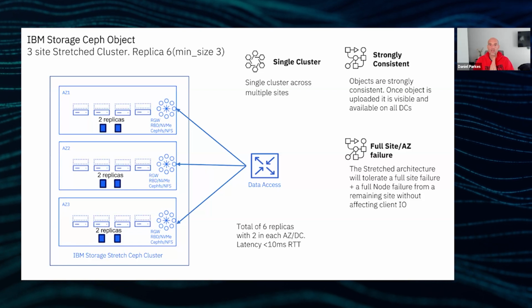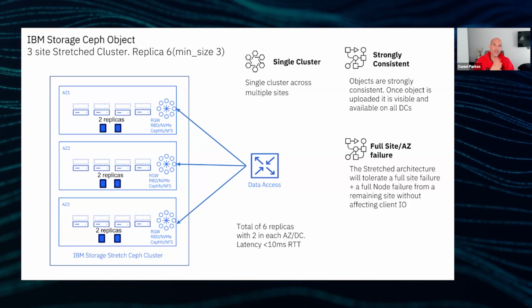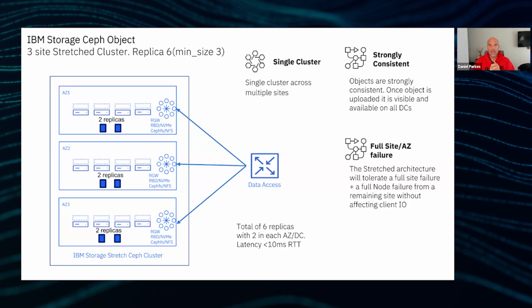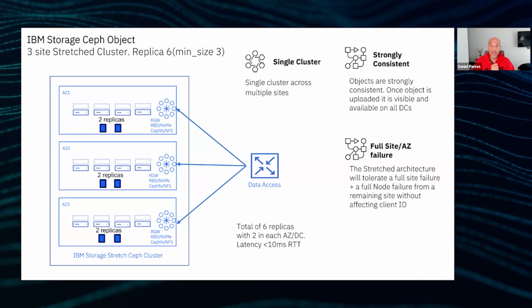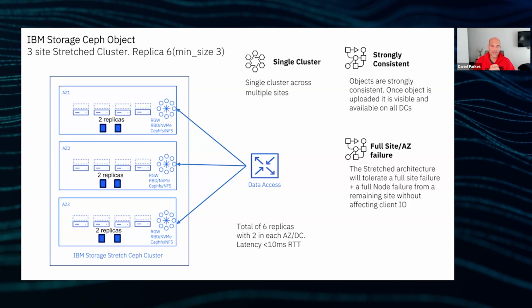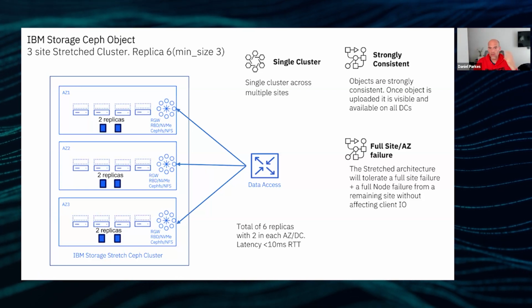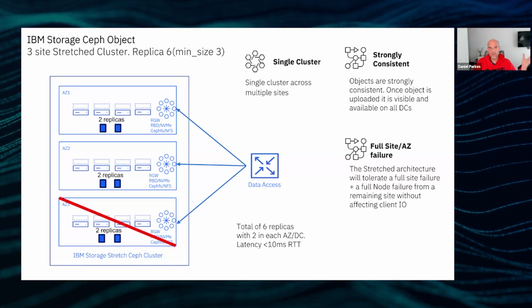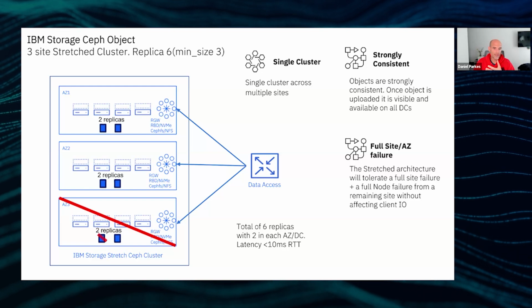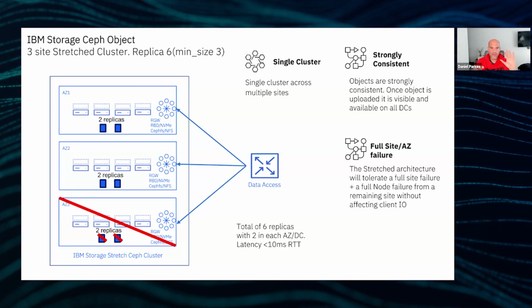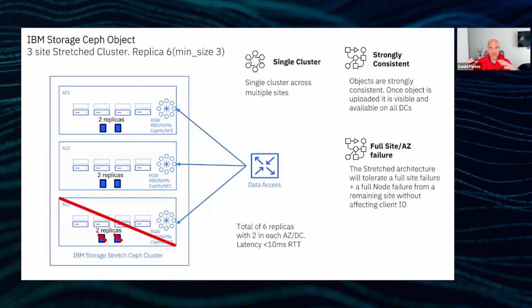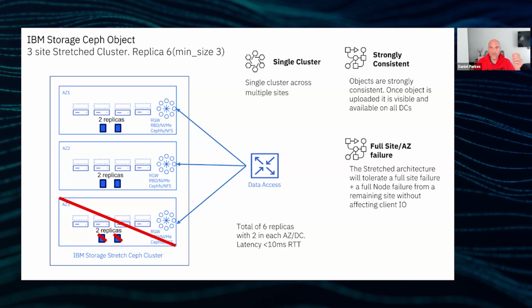If you compare it with the previous solution that we had, Replica 3, here we have Replica 6. What that means is that we have 2 copies per data center. So if we go into the previous example, we lose a full data center, both of our replicas have gone, we still have client IO because we have 4 copies and we have min size 3.